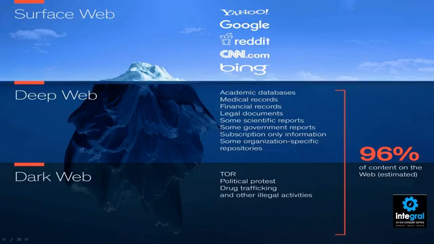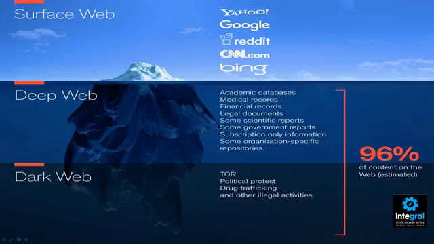So the surface web is what we all use. YouTube, Yahoo, Google, Reddit, CNN, and Bing, and other websites that you normally access through your browser, such as Internet Explorer, Firefox, Opera, and Chrome, can be accessed through the surface web. So that's the area of the internet that everyone is using to enjoy their favorite sites.